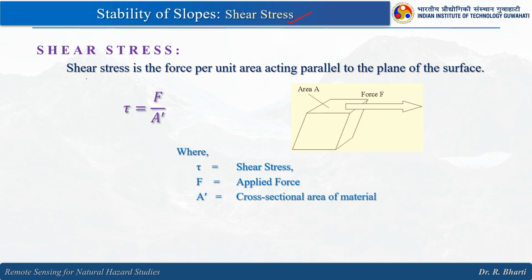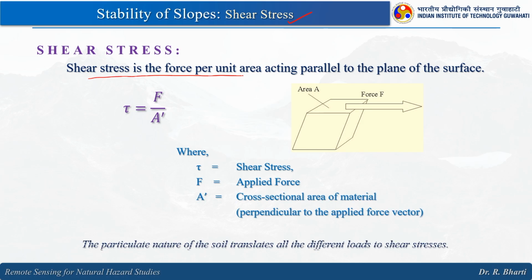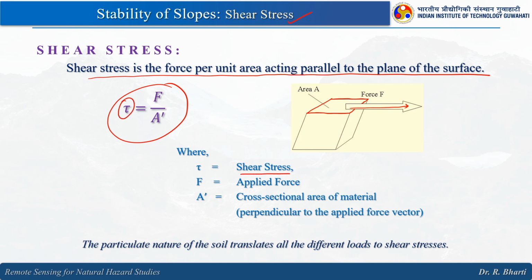When we talk about shear stress, it is one of the important parameters in slope failure. Shear stress is the force per unit area acting parallel to the plane of the surface. So, here this is the surface, right, and this is the force which is acting on it. So, how do we calculate? We calculate using this formula, where tau is the shear stress, F is your applied force, and A is the cross sectional area of the material, perpendicular to the applied force vector, right.